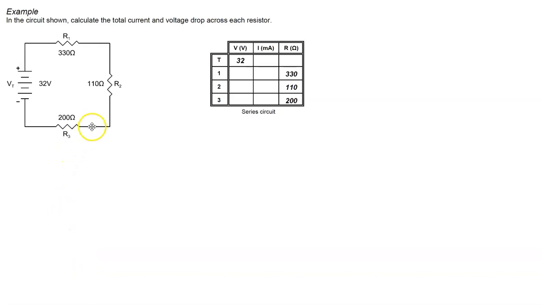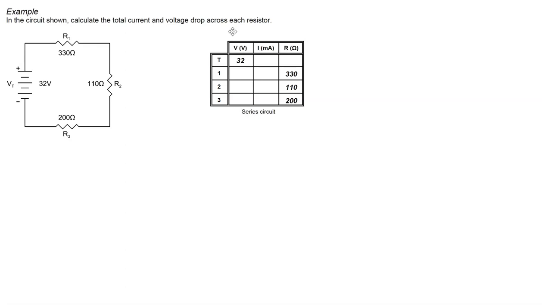Okay, so in this example, we have a simple series circuit, 3 resistors in series, the value of each one is given, and a source over here represented by a battery symbol with a value of 32 volts. We are asked to calculate the total current and the voltage drop across each resistor.